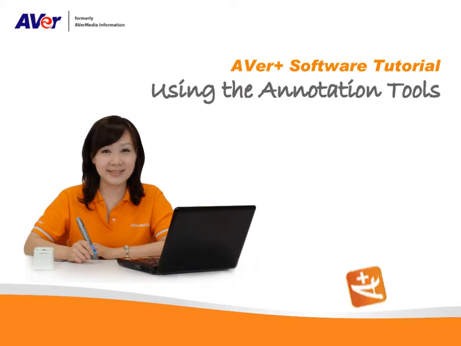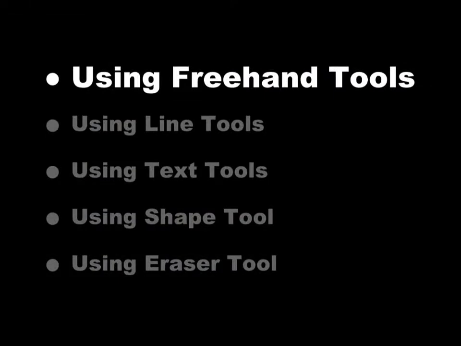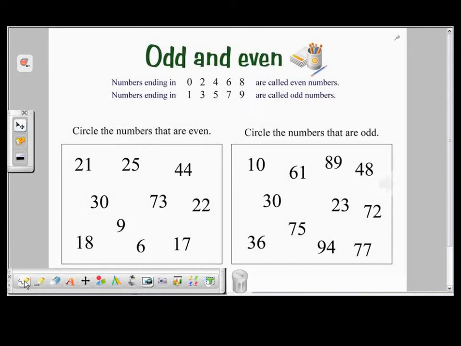In this video, I will show you how to use the annotation and shape tools of the AVer software. In the toolbar, you can find from left the freehand tool, line tool, eraser, text tool, move tool, and shape tool. As I click on the freehand tool, my option panel shows 4 different line styles that I can use. So I choose the green line to start with.